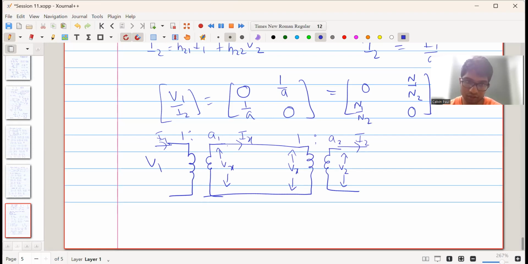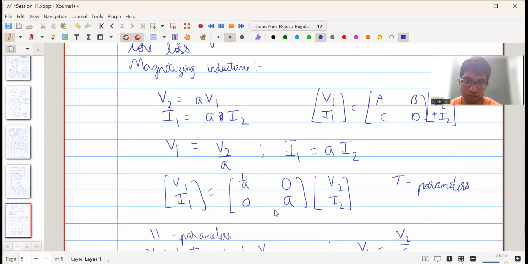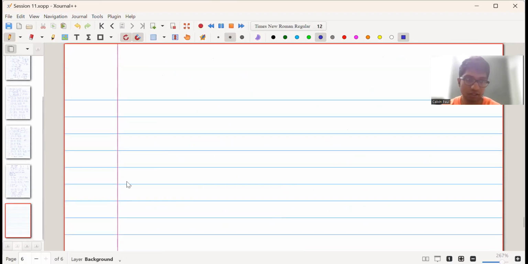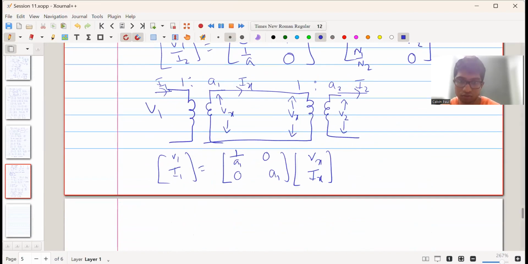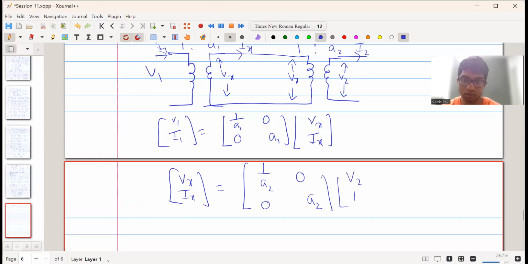So when we represent this in terms of ABCD parameters, we keep in mind these are ideal transformers. [V1, I1] comes out to be [1/A1, 0; 0, A1] into [Vx, Ix], because Vx and Ix is the output of transformer 1. Similarly, for transformer 2, we have [Vx, Ix] equal to [1/A2, 0; 0, A2] into [V2, I2].